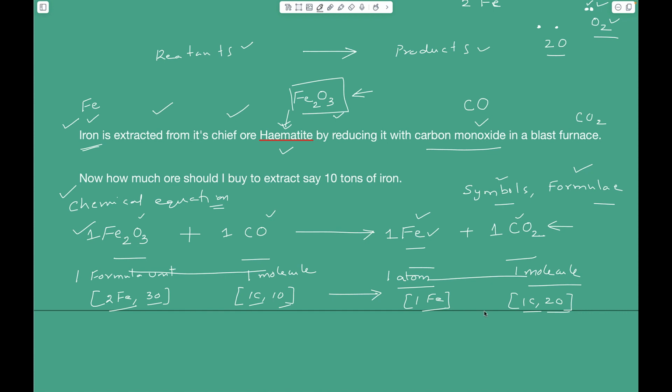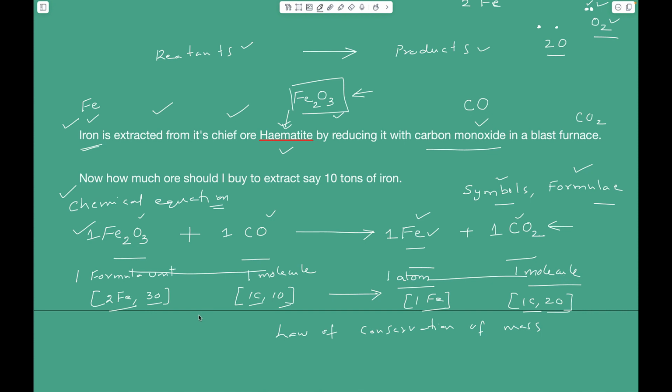But that cannot happen. That is impossible. Why? Law of conservation of mass, right? Lavoisier. That is, mass can neither be created nor destroyed during a chemical reaction. The total mass of the reactants must be equal to the total mass of the products.